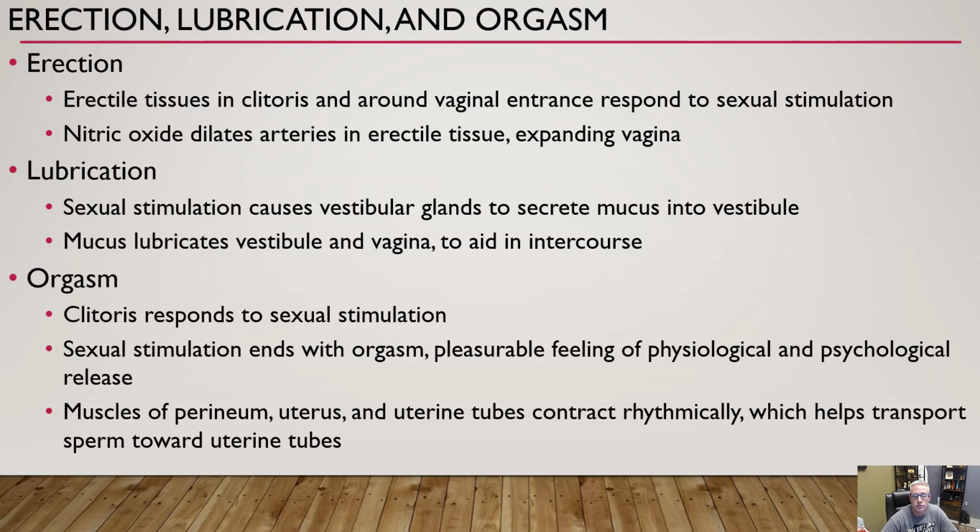All right, so lubrication works the same way. Sexual stimulation causes those vestibular glands to secrete mucus into the vestibule, which is going to lubricate the vagina to aid in intercourse. Just like males, females can experience orgasm. The clitoris does respond to sexual stimulation, ends with orgasm, which again is a pleasurable feeling, a physiological, psychological release. And the muscles of the perineum, uterus, and uterine tubes all contract rhythmically. And there is a biological purpose to this.